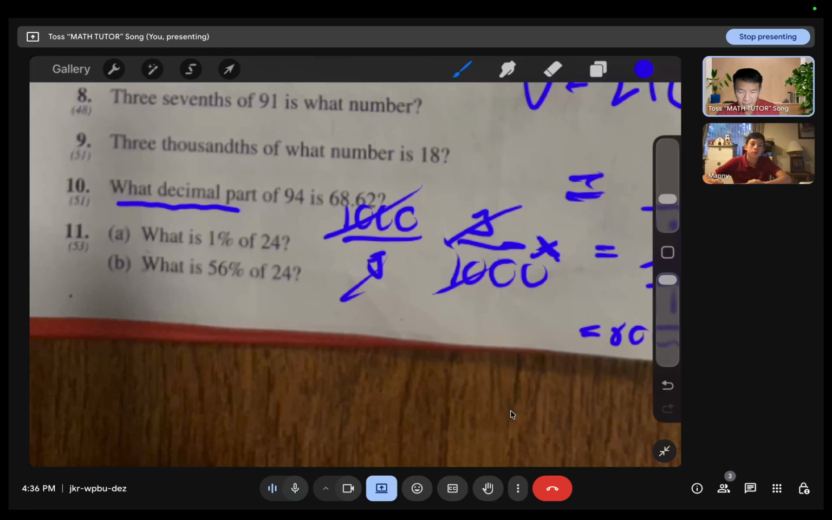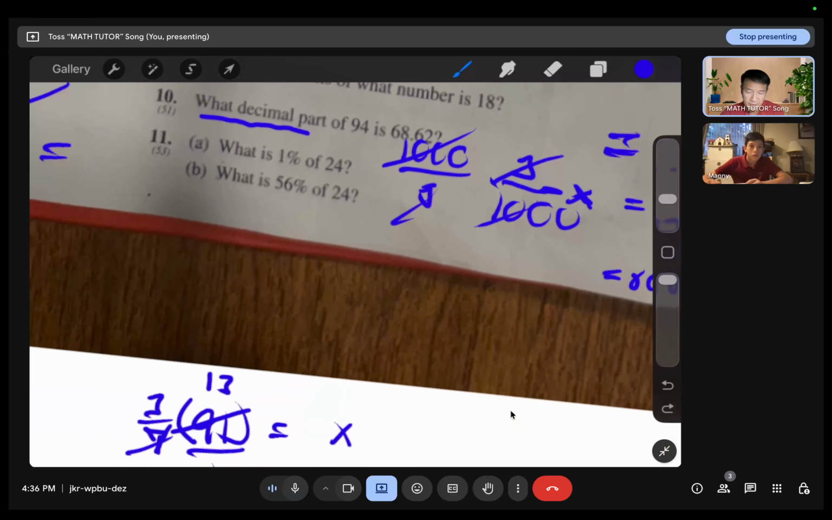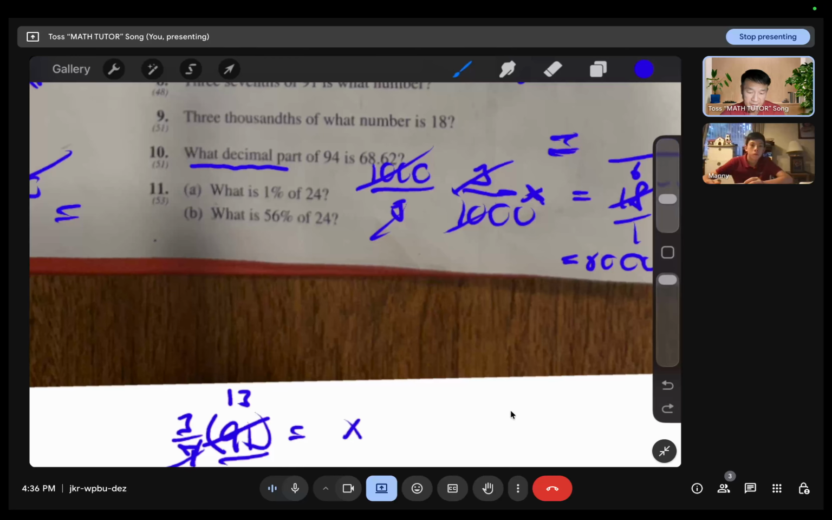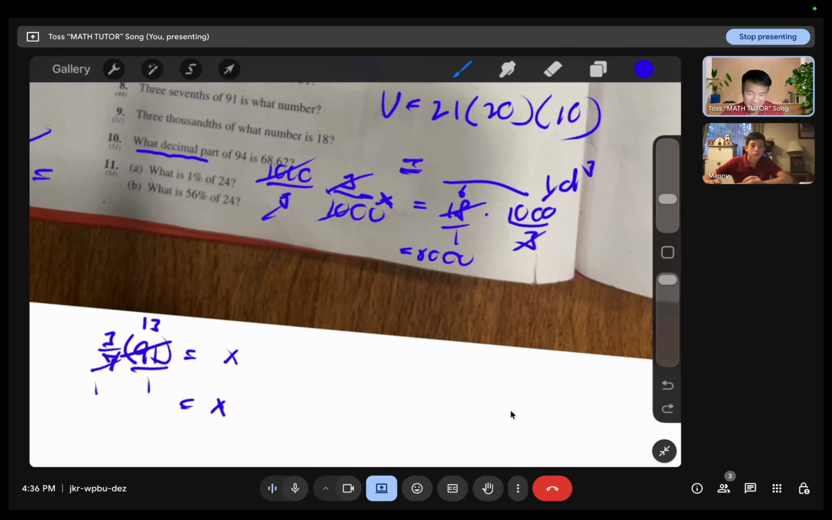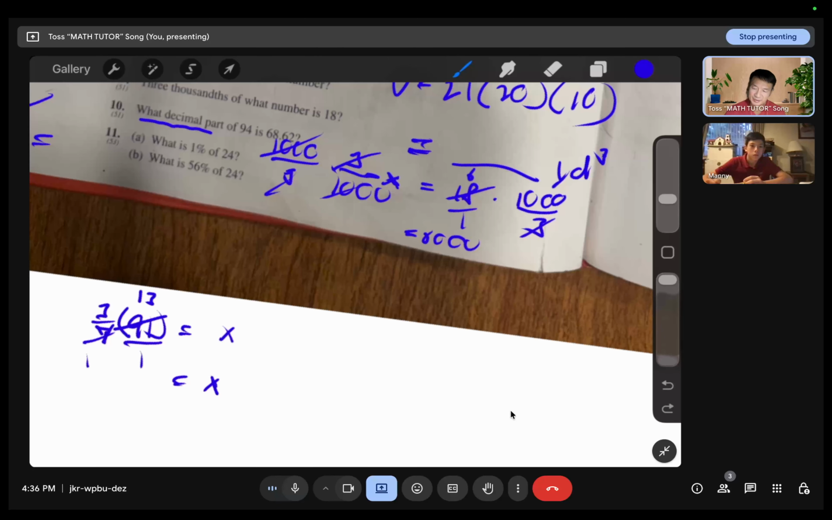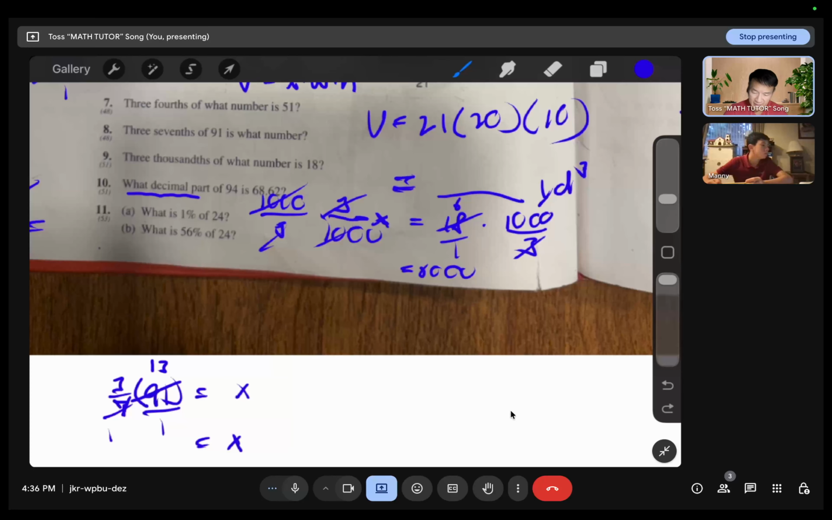What decimal part of, basically it's x times 94, right? Equals, it's just that the answer is going to be in decimal because of this right here, 68.62. Now, I'd like you to do number 11a mentally. Just by looking at it, I can tell that you should learn to practice it. Not B, but A. You want to try it?